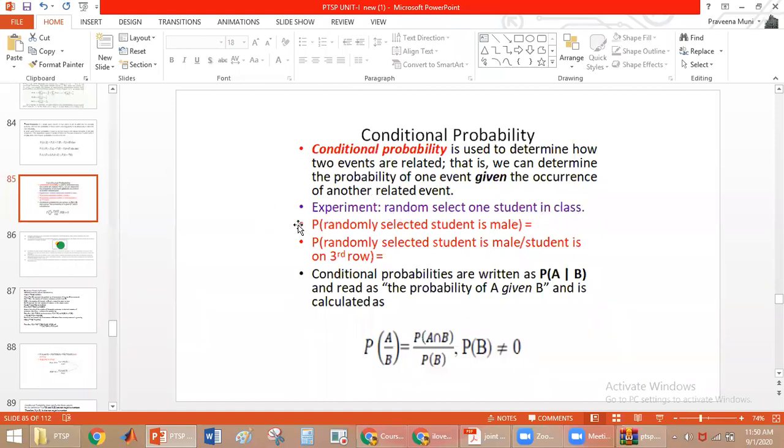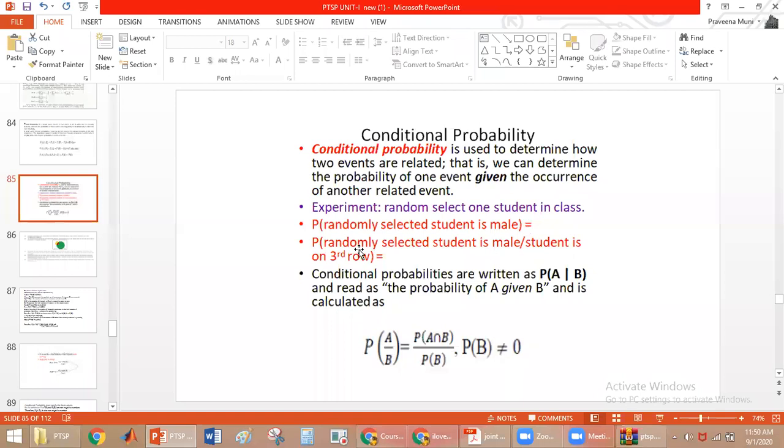For example, randomly select a student who is a male student. So it is one experiment. If you want to check conditional probability, it will be given like this: randomly select a student who is male and the student is on the third row.